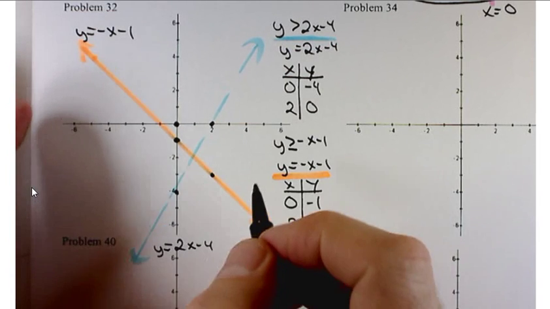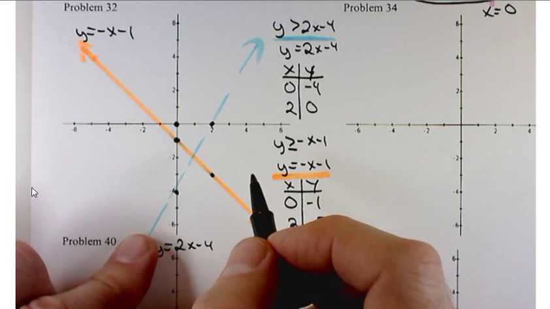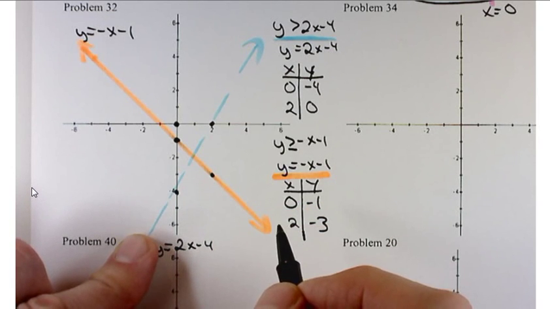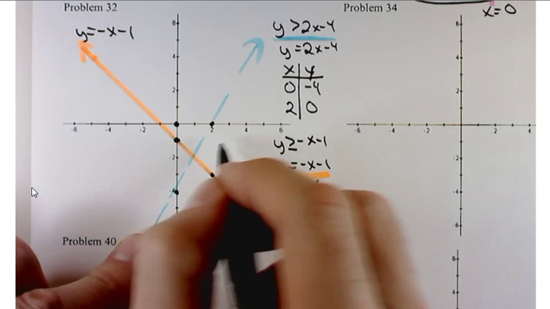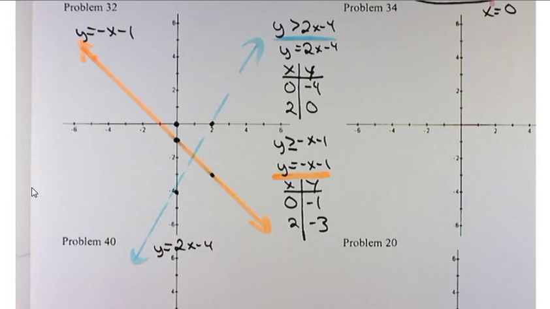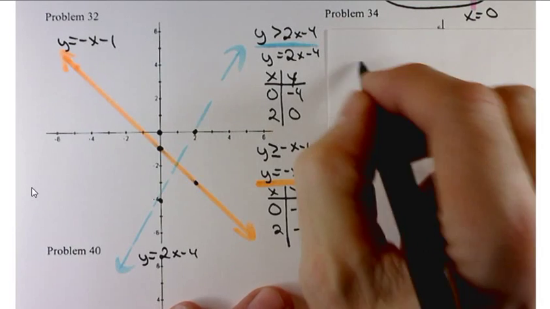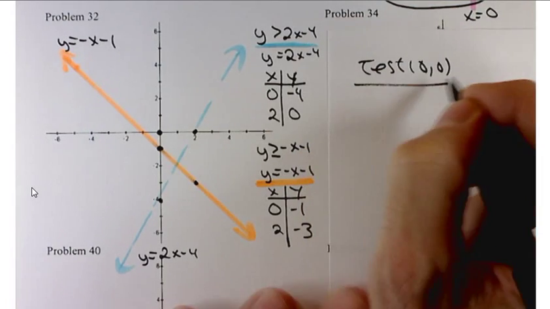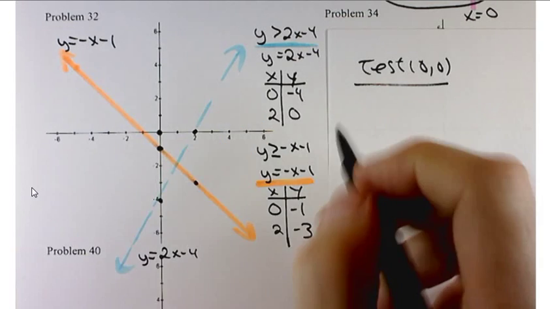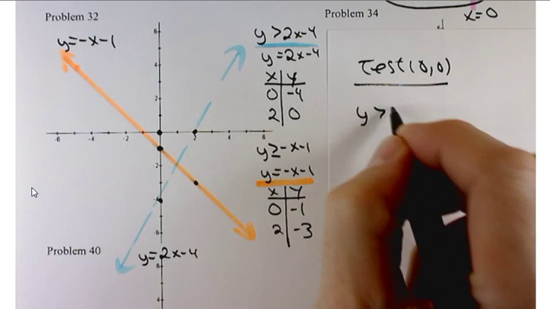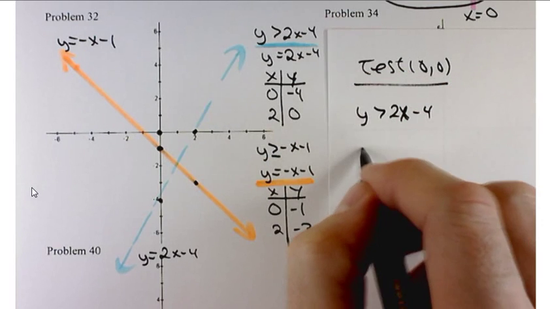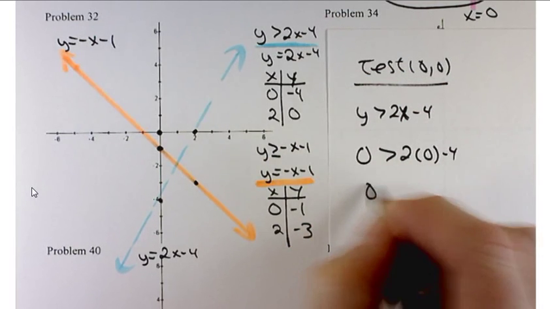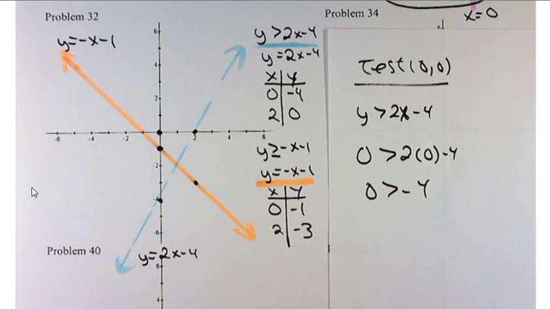So let me see. Yeah, so let's test 0, 0. I'm going to give myself some room on another sheet of paper here. Test 0, 0. So let's think here. Plug that in here. y greater than 2 times x minus 4. So 0 greater than 2 times 0 minus 4 is 0 greater than negative 4. Yes. So where do I want to shade?